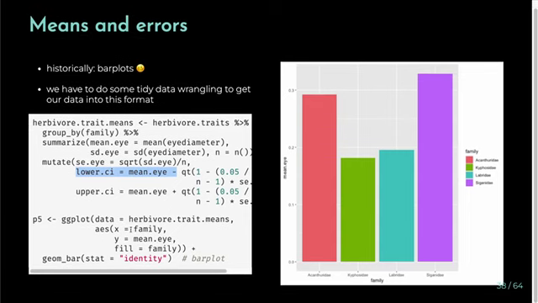And then what we get is a data set that just gives us the family, the mean, and we can plot this using the geom_bar function. And the important part here is we have to specify stat equals identity. And that just means that we have already pre-calculated the mean, and it gives us this bar plot right here.